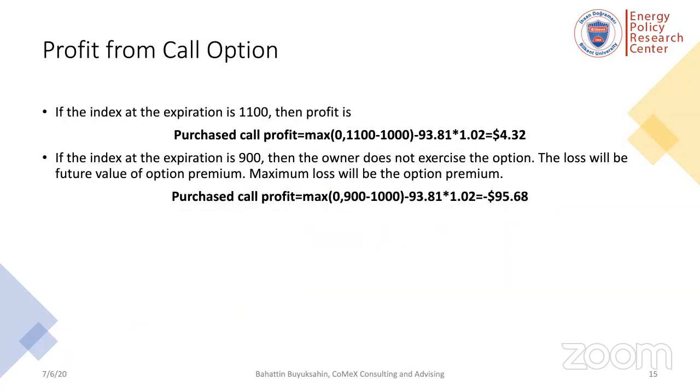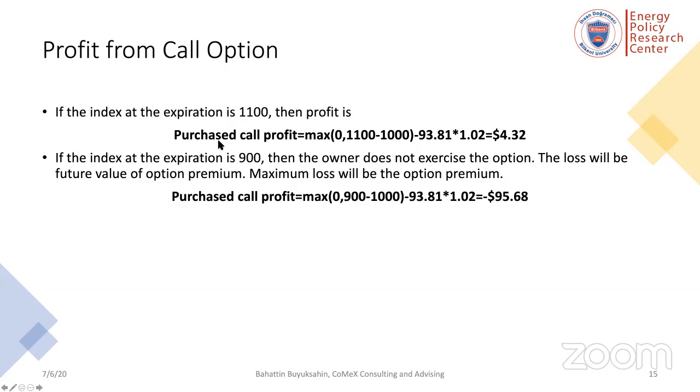If the index at the expiration is 1100, then our profit is the maximum of 0 and 1100 minus 1000, minus 93.81, which is the option premium, times 1.02. This is the interest rate, you remember. 93.81 times 1.02 is the future value of option premium.